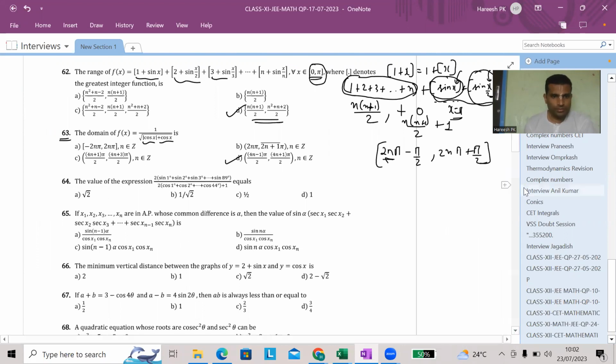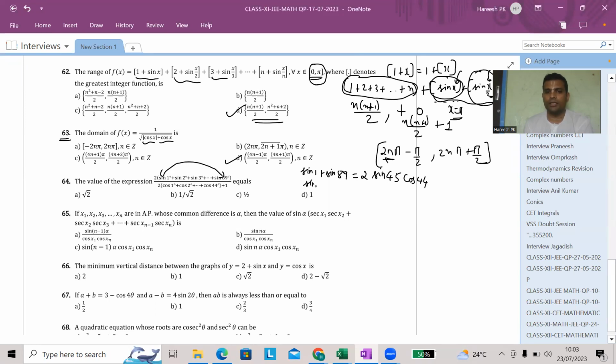So 64th, the way to solve this, very simple. Use the transformation formula. Sine 1 plus sine 89 will give you 2 sine of a plus b by 2, and 2 sine 90 by 2, and sine 45, 2 sine 45. And cos 88 by 2, which is 44.